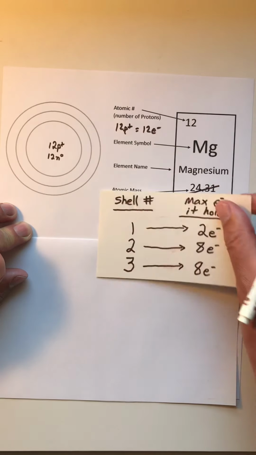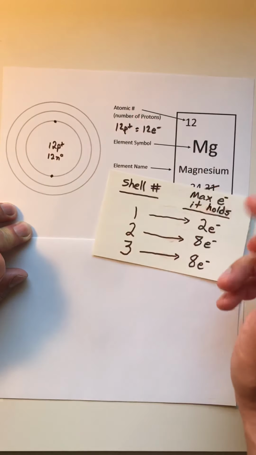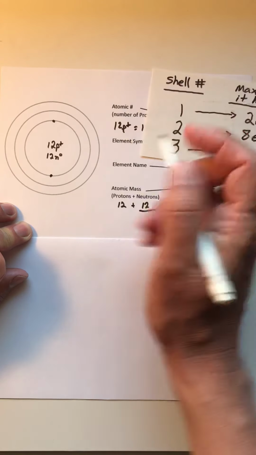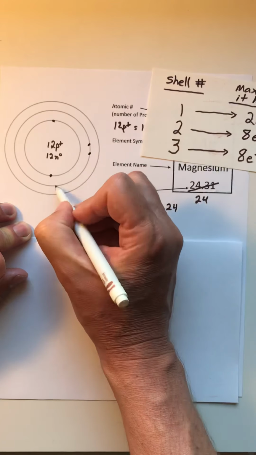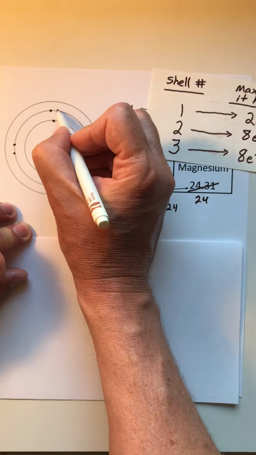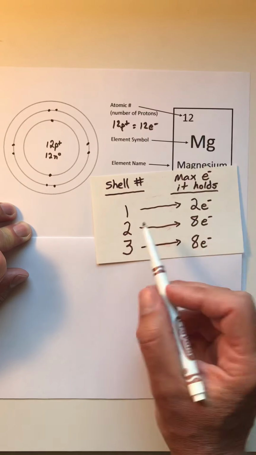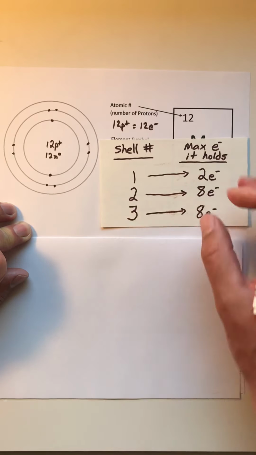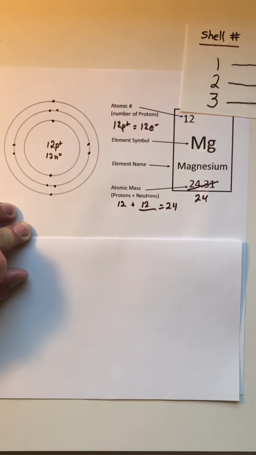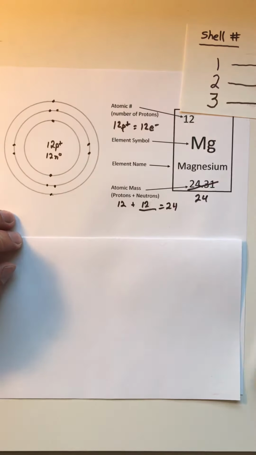All right, so where are those 12 electrons? Well, from what we learned, the first shell holds 2. 1, 2. The second shell holds 8, and 2 plus 8 is 10. So 1, 2, 3, 4, 5, 6, 7, 8 more. So 2 plus 8 is 10, and we need 12. So we have to go to the third energy shell, and we can put 2 more in there. 1, 2. So magnesium has 3 shells, and 2 electrons in its outer shell.